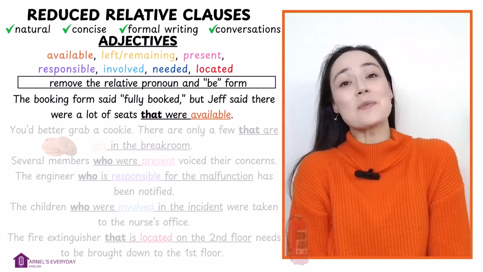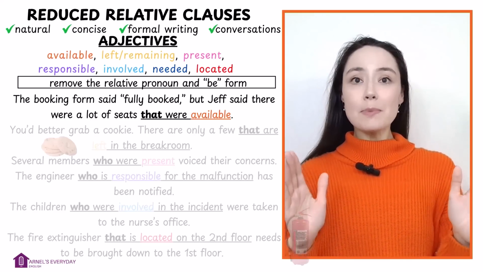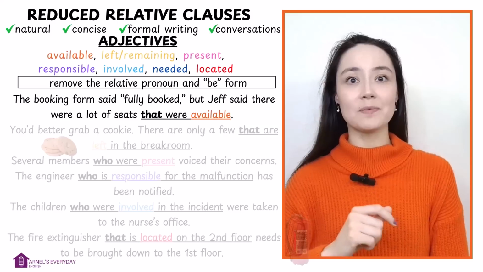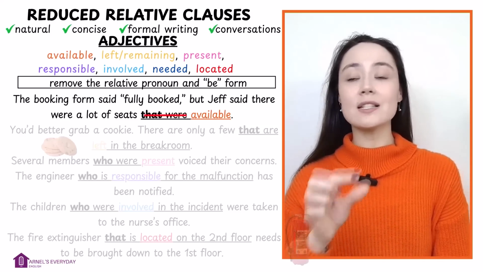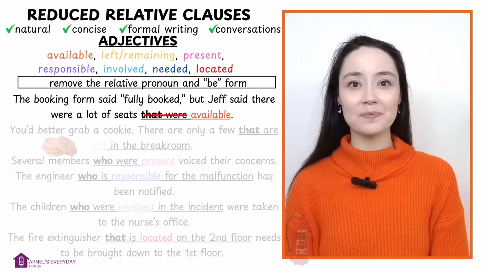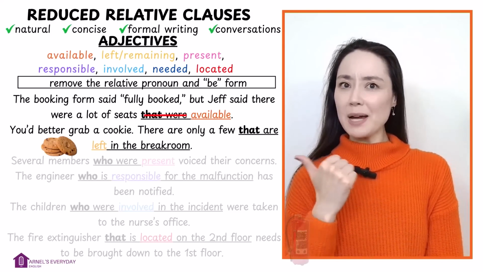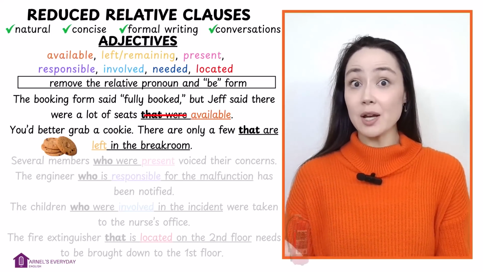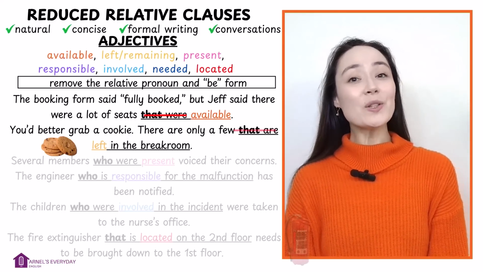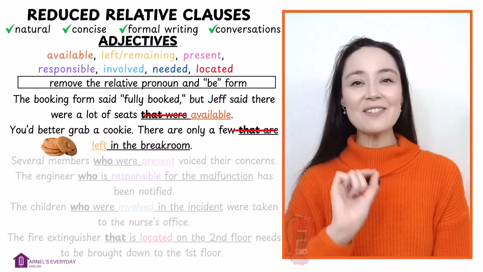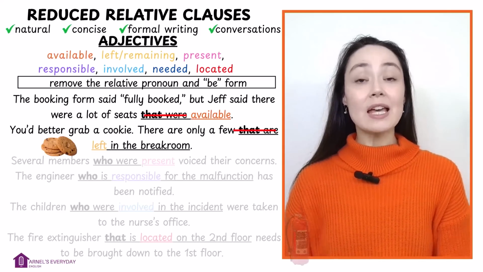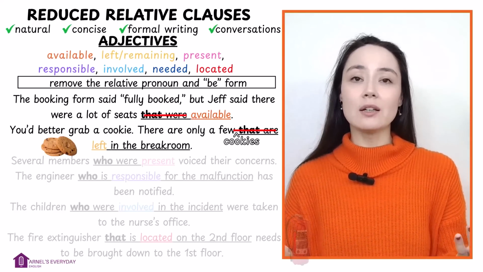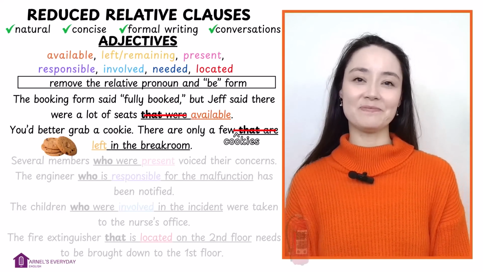The booking form said fully booked, but Jeff said there were a lot of seats that were available. There were a lot of seats available. You'd better grab a cookie. There are only a few that are left in the break room. Only a few left in the break room. In this example, you can see that I didn't repeat the word cookie because it's already clear.